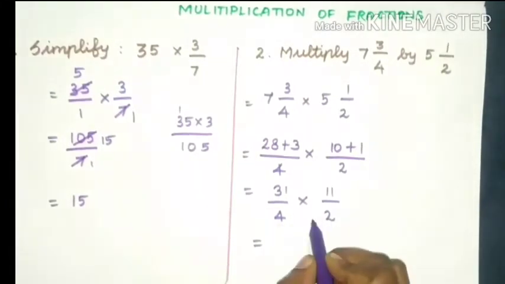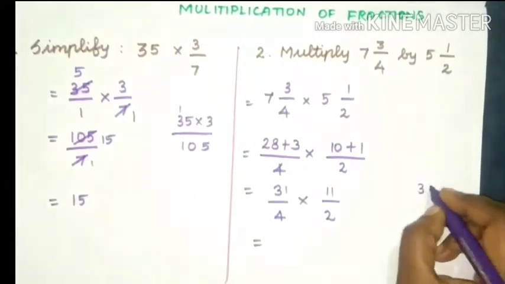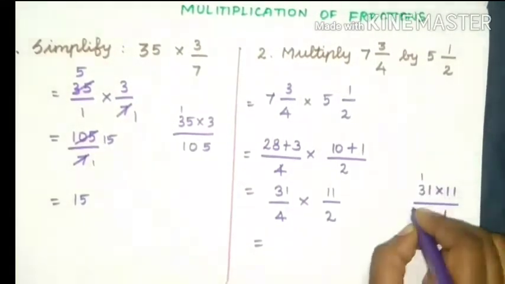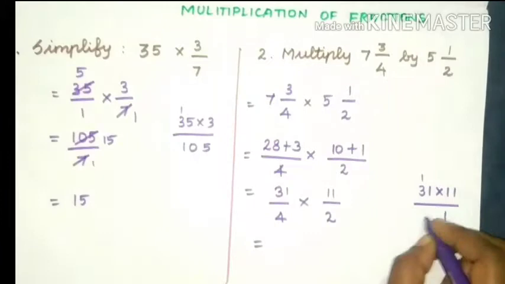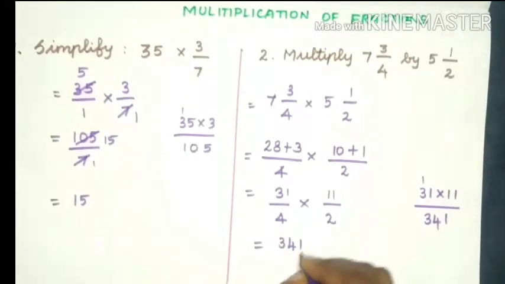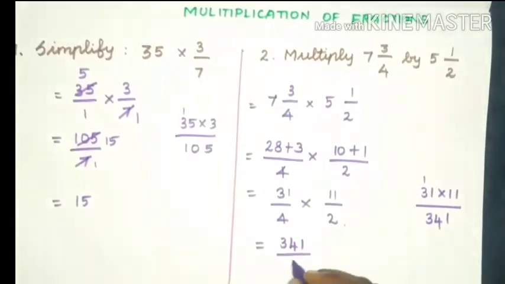Here no cancellations are there. So directly multiply the numerators. 11 1s are 11. 11 3s are 33. 33 plus 1 is 34. 341 by 4 2s are 8.